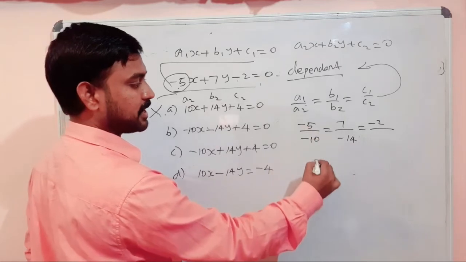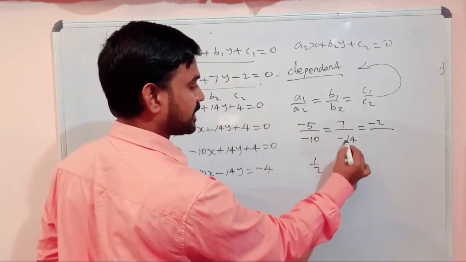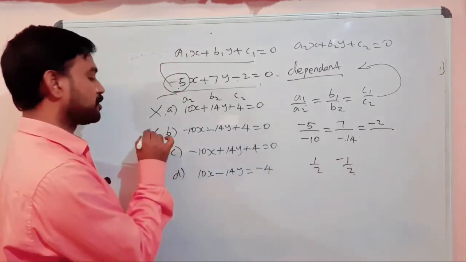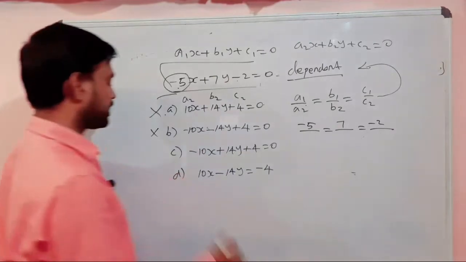Minus minus cancel, it will be 1 by 2. This 7, 14 cancel, it will be 1 by 2, but the negative symbol is there. So in this question also, the ratios are not equal, so this is not the right option. We can go to option C.